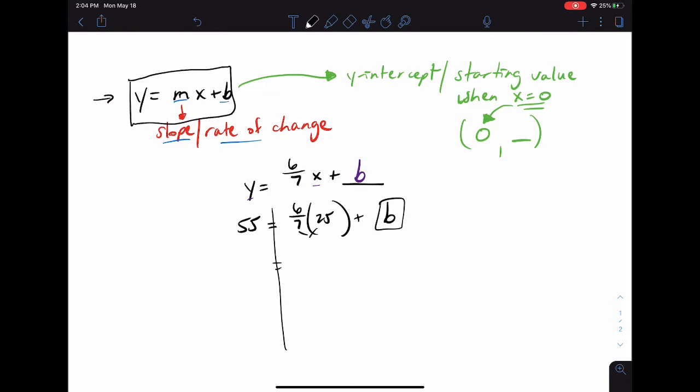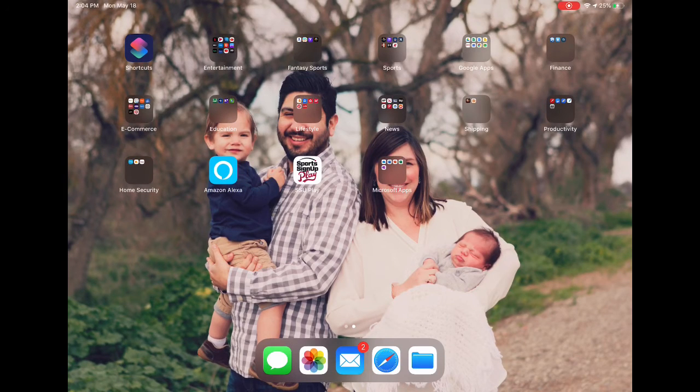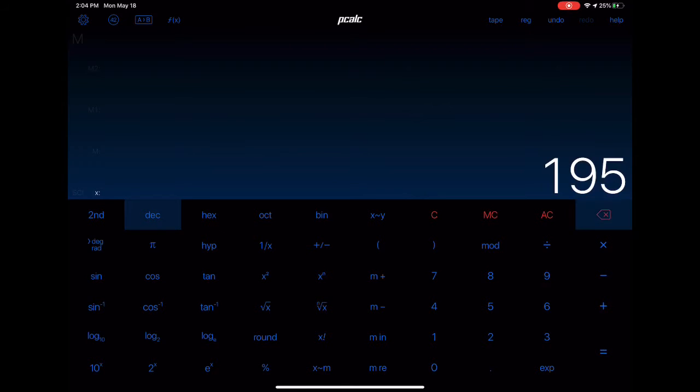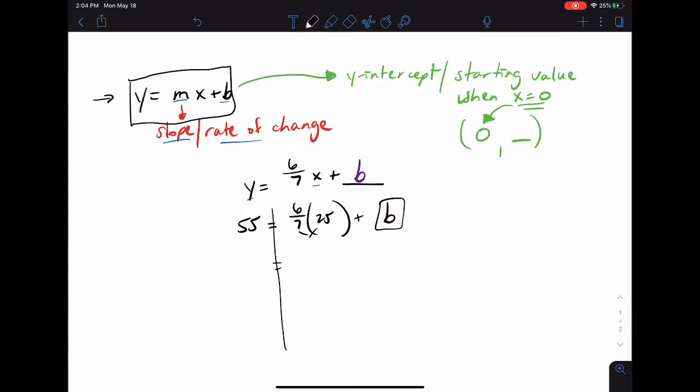Okay, so the easiest way to do this is to change 6/7 to a decimal. Let me get my calculator. So 6/7 is 0.857. Okay, so I'm going to change that to 0.857 times 25.